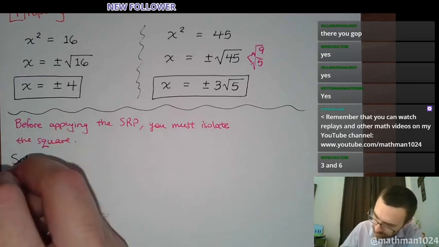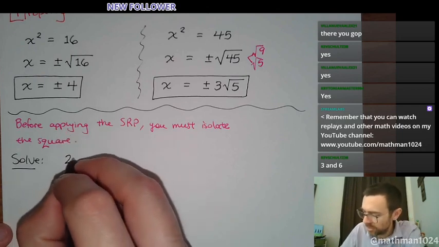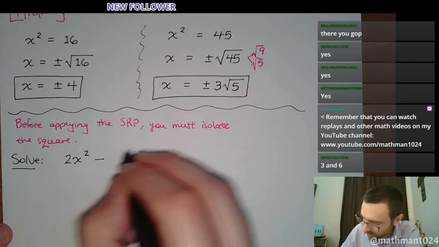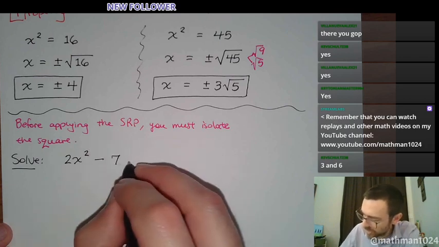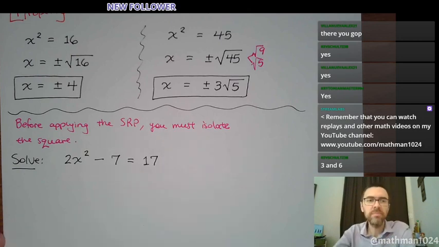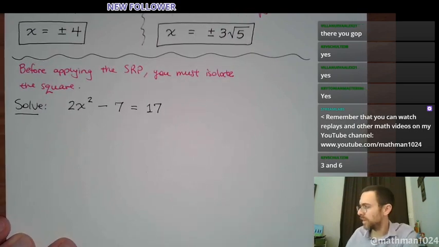For example, if I have 2x squared minus 7 is equal to 17. Before I can even contemplate using the square root property, I have to get the square by itself.